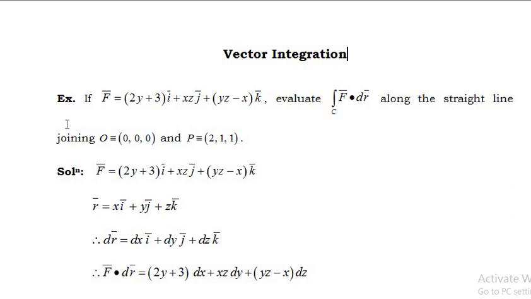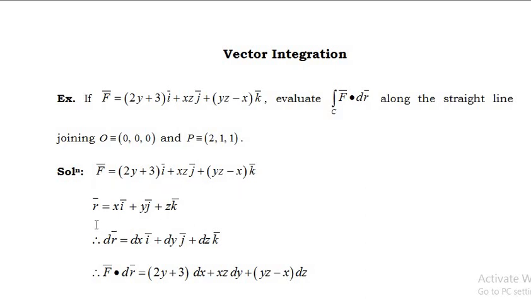Problem number 1. If f bar equal to (2y plus 3) times i plus xz times j plus (yz minus x) times k, evaluate integration over C f bar dot dr bar along the straight line joining origin with coordinates 0, 0, 0 and point P with coordinates 2, 1, 1. Now f bar is given to us.